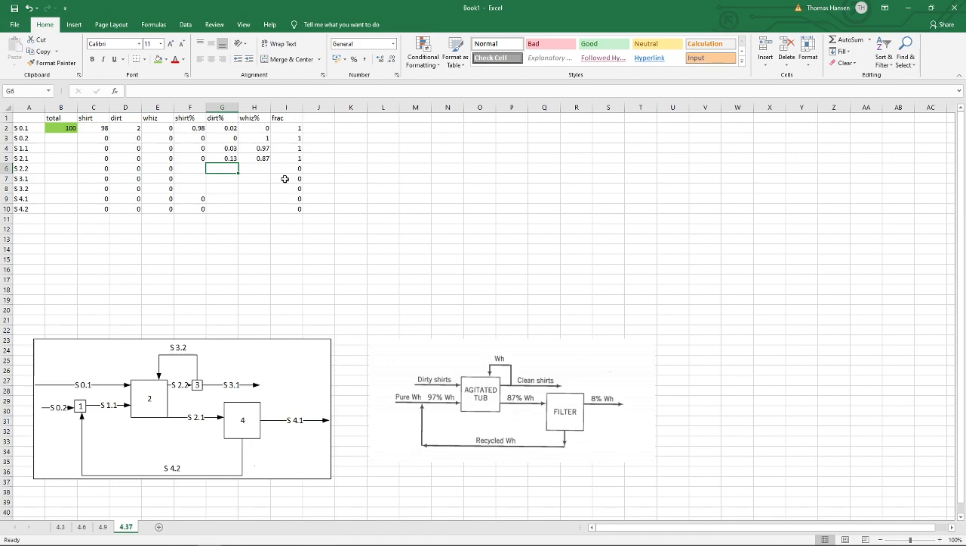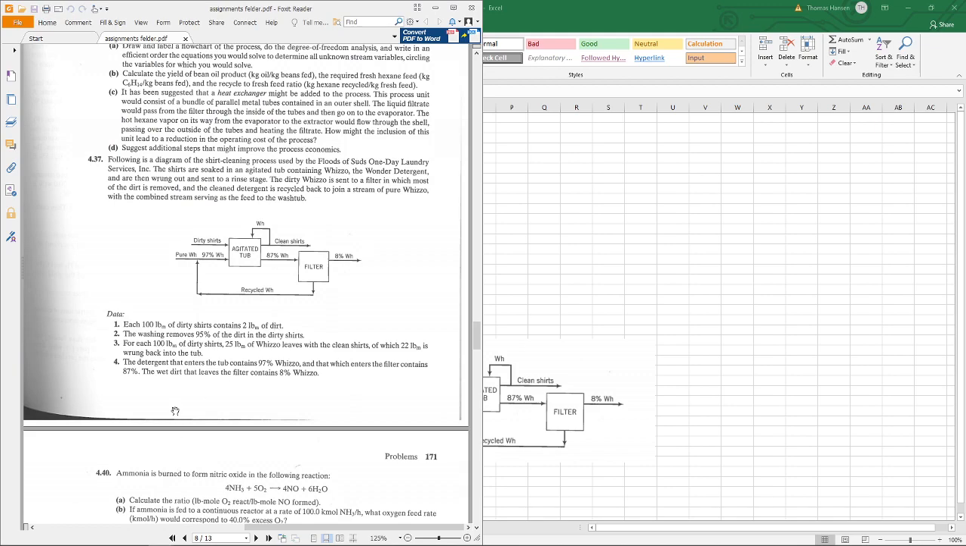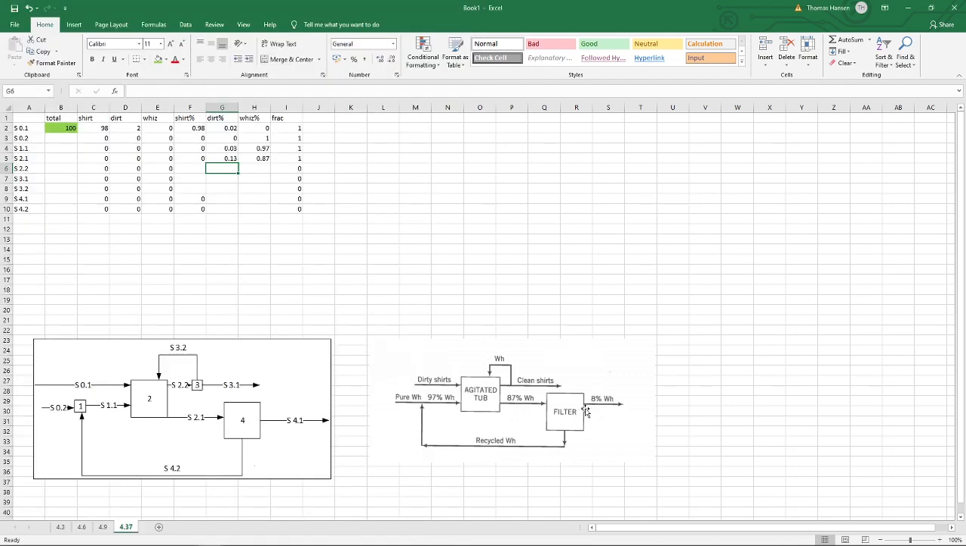That is pretty much it, I believe. I'll just check with my cheat notes. No, we're also being told, what stream is that? We'll just find this one. Here we can see that our exit stream 4.1 contains 8% Wizzo. So that is our 4.1, contains 8%, and immediately we know the percentage of dirt in that stream. That is all we are being told.